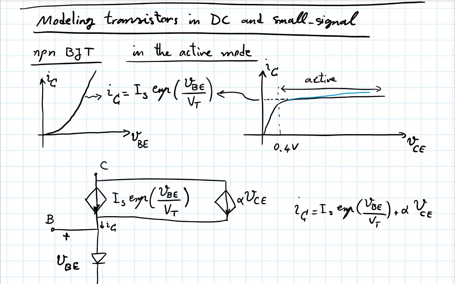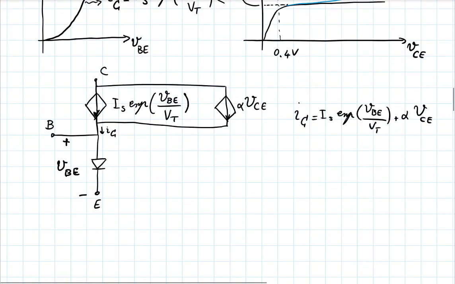This works. This alpha is basically that slope of I versus VCE. Or you could think of it as a 1 over R type of thing, right? This alpha is of the dimension of conductance. It's the inverse of some resistance. Okay? So this does work. But this is not the most common way you see this done.